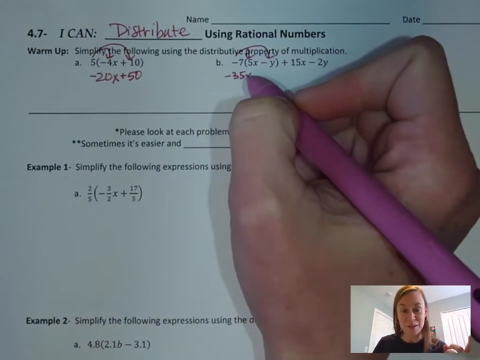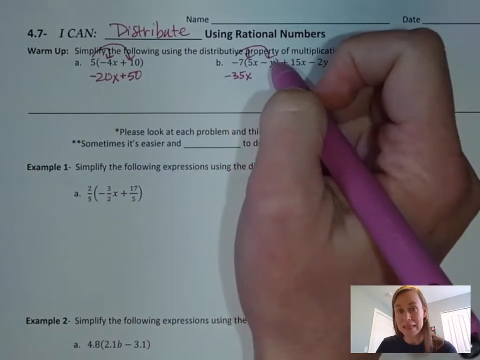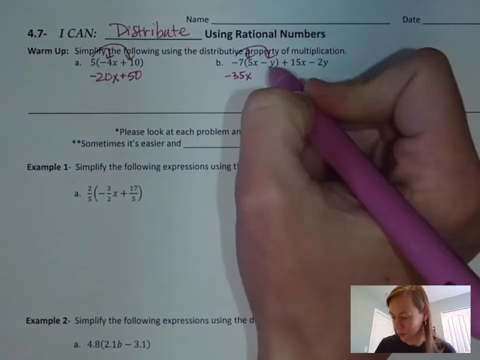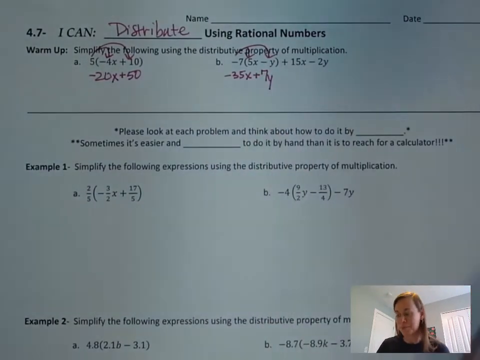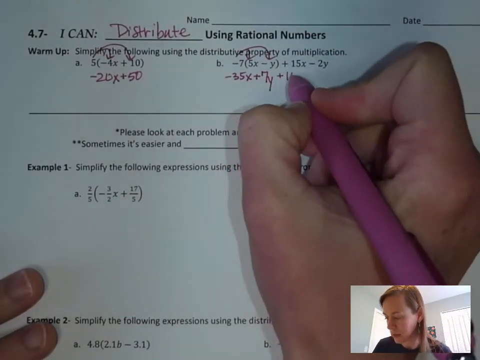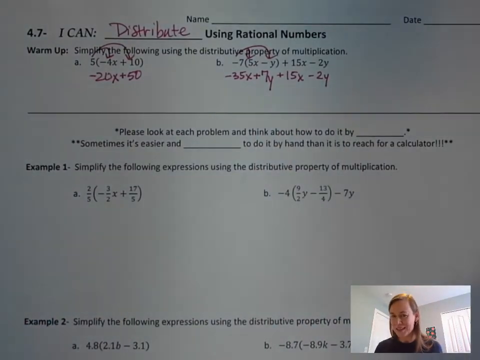Okay, now here's a good place where you should be careful with those signs. What is negative 7 times negative y? It's going to be positive 7y, right? So I'm going to write 7y, and because it's positive, there's going to be a plus sign. Okay, good. And the rest of this, we're just going to copy down. Plus 15x minus 2y.